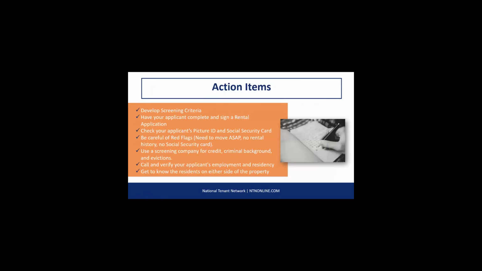So just some action items for you to think about. If you don't have criteria, develop it. If you need some help, give me a call, shoot me an email, I'll help you, or I'll get you in touch with your local office, and your local office would be happy to help you as well. Make sure you're going over the IDs and the Social Security cards.